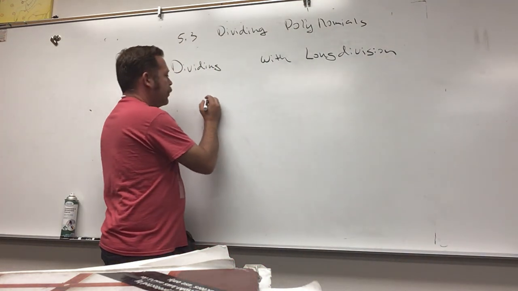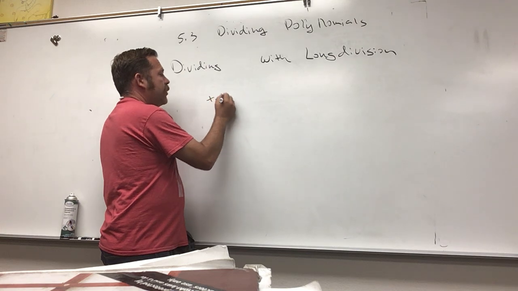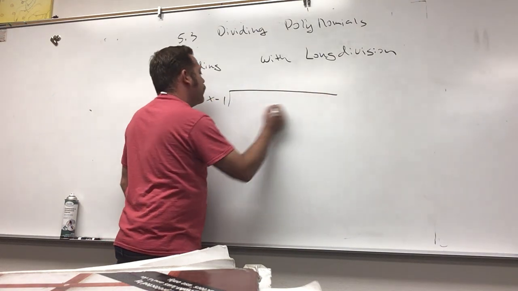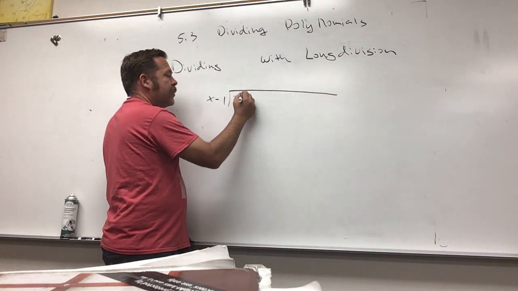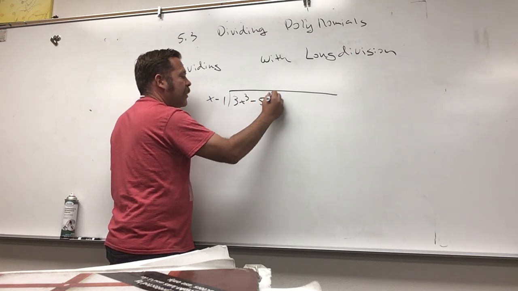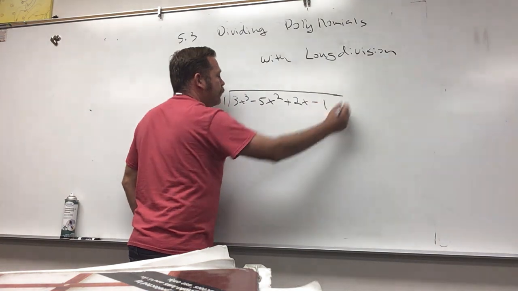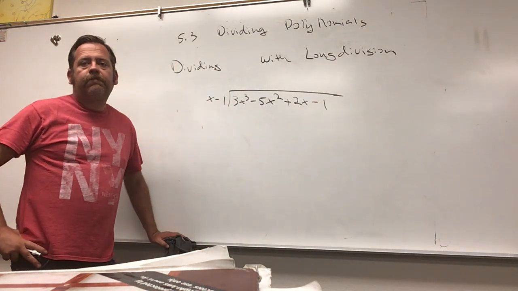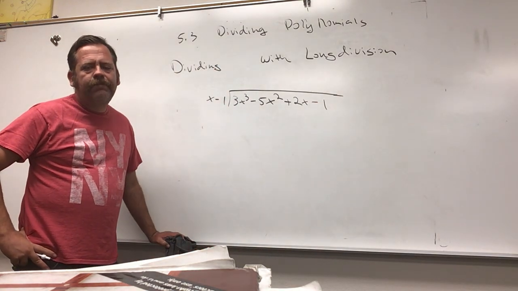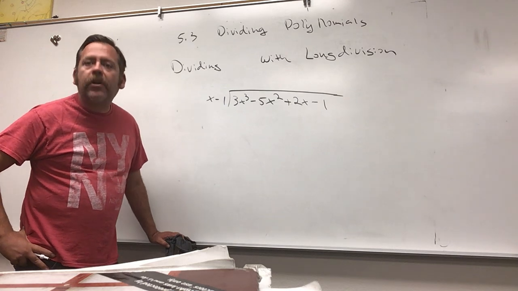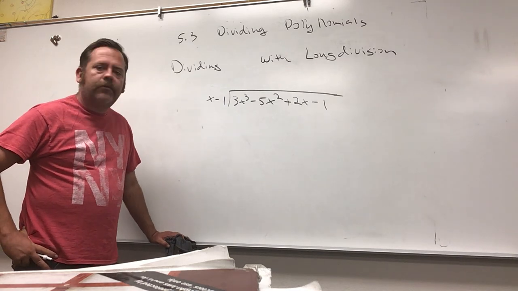Let's do x minus 1 into 3x cubed minus 5x squared plus 2x minus 1. One more ticket. Try it on your own.